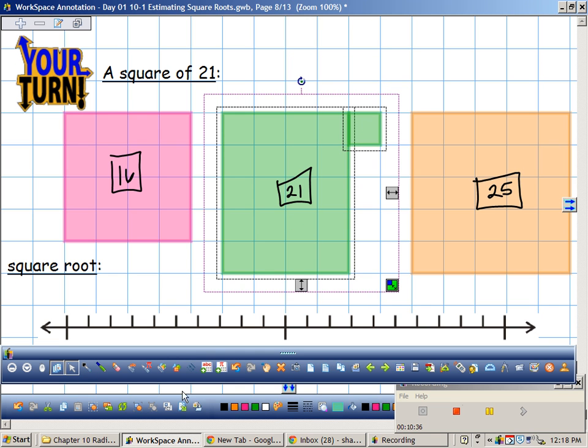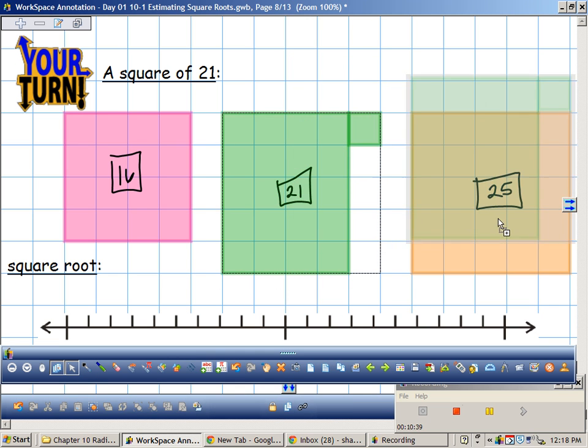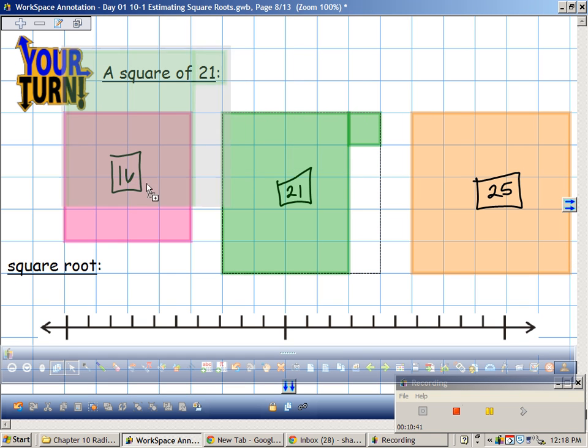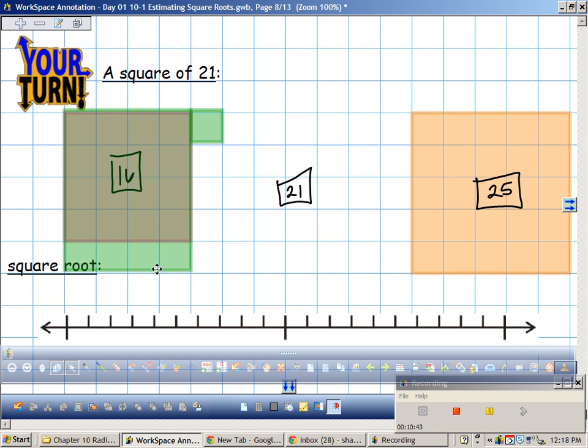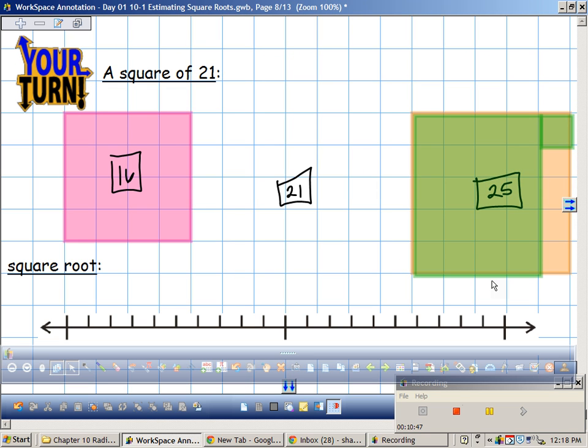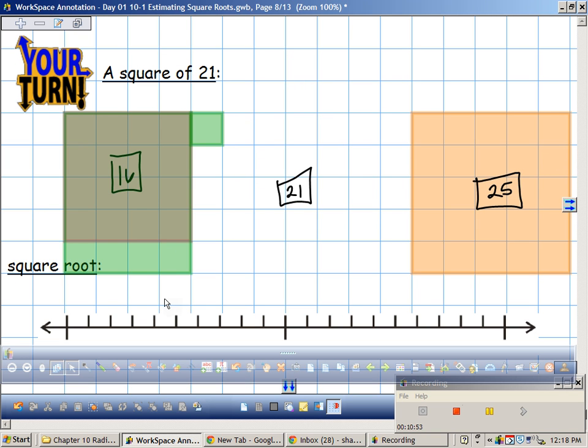And which one is this one closer to? 25 or 16? Equal? It takes 4. We'd have to add 4 to get to this one, right? What do we have to do to get to the 16? Subtract 5. So which one is it closer to? It's closer to the 25.